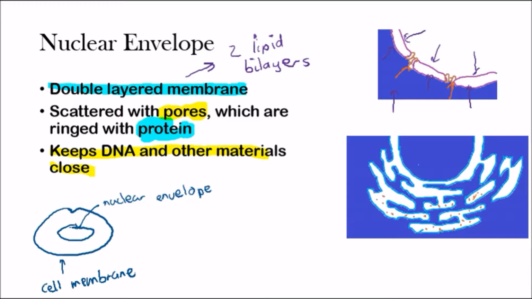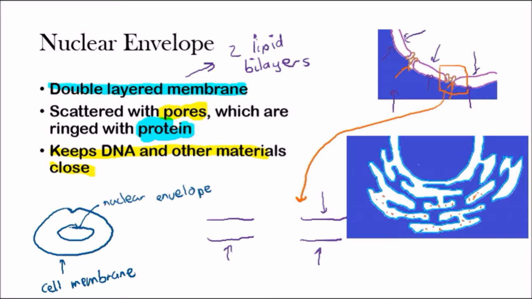So what I'm going to do here is take a cross section of this area and try to visualize it. If we took a cross section of this area, what we notice is that there would again be the two lipid bilayers. So this is one lipid bilayer, and then this is another lipid bilayer. And then we would also see this ringed protein.